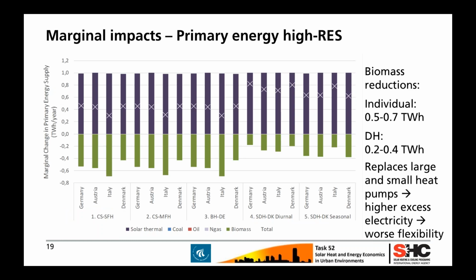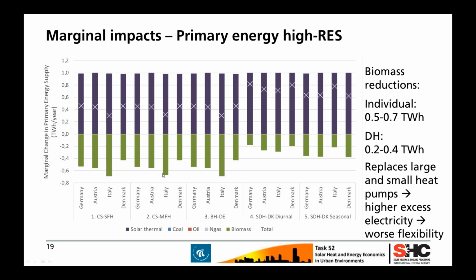Looking at these marginal impacts of this high-res scenario, one of the main outcomes is what happens if you add this 1 terawatt hour of solar thermal. There's quite a strong impact mainly on the biomass. So if you put solar thermal in the system and increase it by 1 terawatt hour, it will mainly replace the biomass. And that's true for all these 5 types of buildings or solar systems.